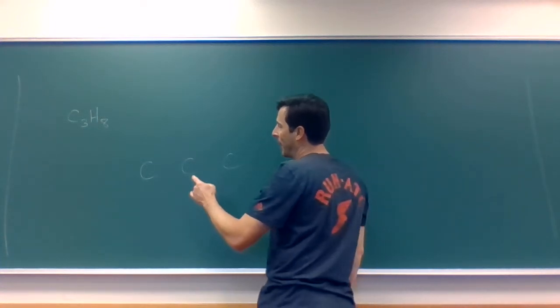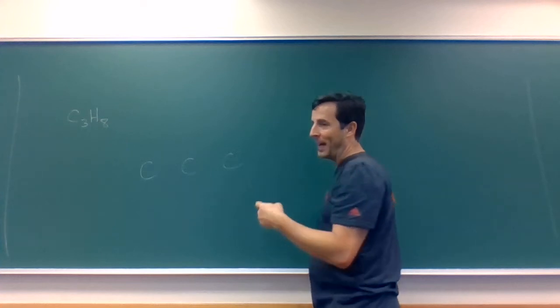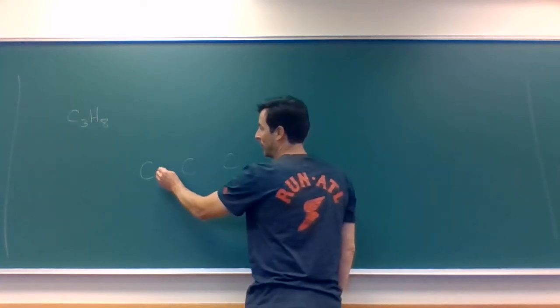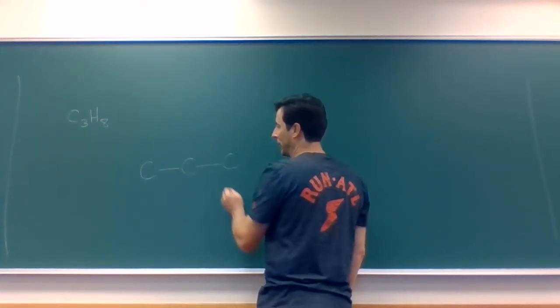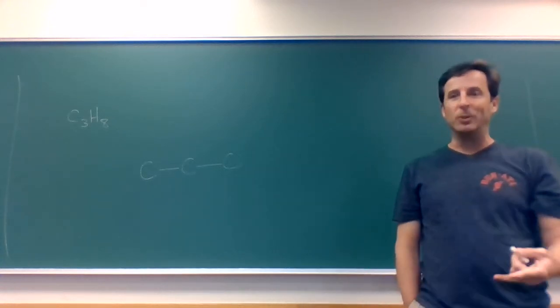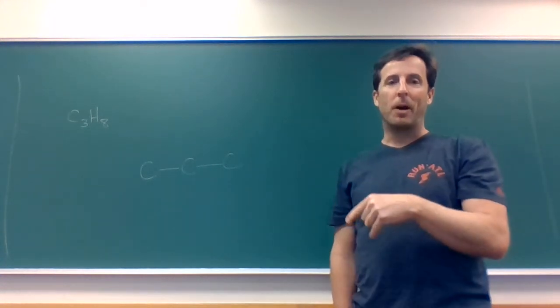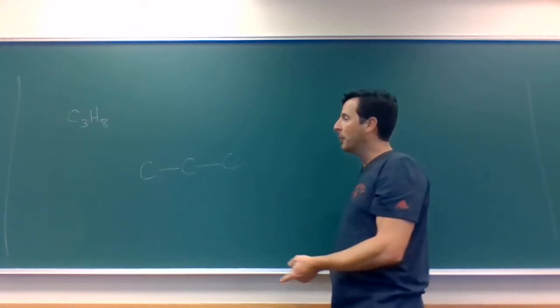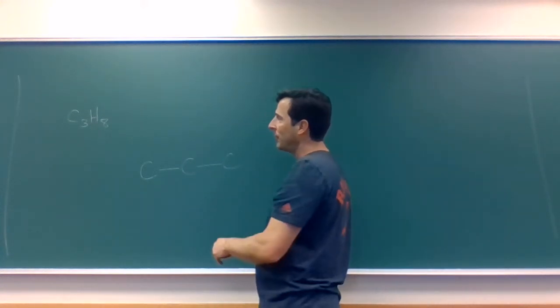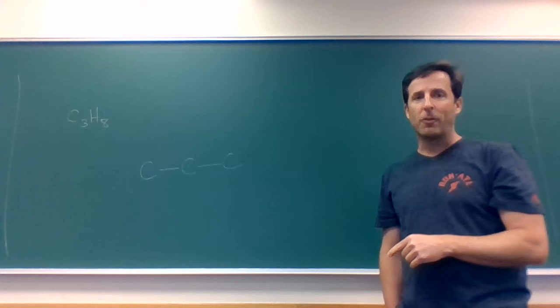So I have 3 carbon atoms. First of all, they have to be connected to each other to form the chain. So I'm going to put a single bond between the carbons initially. If I need to, I can come back and change that and possibly form double bonds or triple bonds. But for now, I'll start with single bonds. And then I have my 8 hydrogens in the formula.